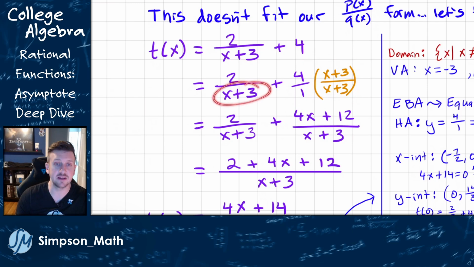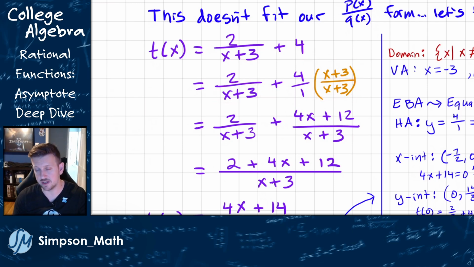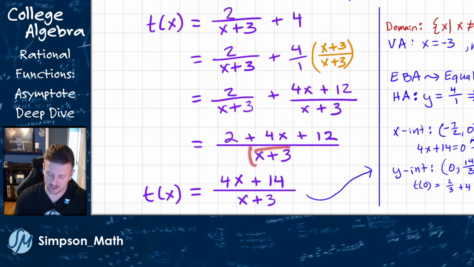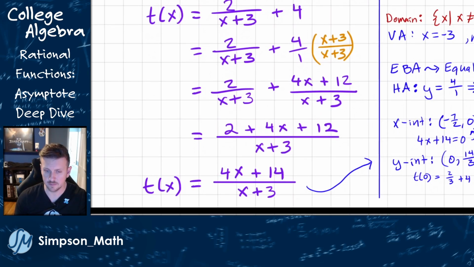This term on the left has a denominator of x plus 3. So the term on the right should also have a denominator of x plus 3. So I'm going to multiply by fancy 1, x plus 3 over x plus 3. Do some distribution. Then remember when I'm adding fractions, once you have common denominators, we're going to add the numerators, and we just have one instance of that denominator. So I have x plus 3 for my denominator. Then I'll add my numerators together, combine like terms, and I get 4x plus 14.